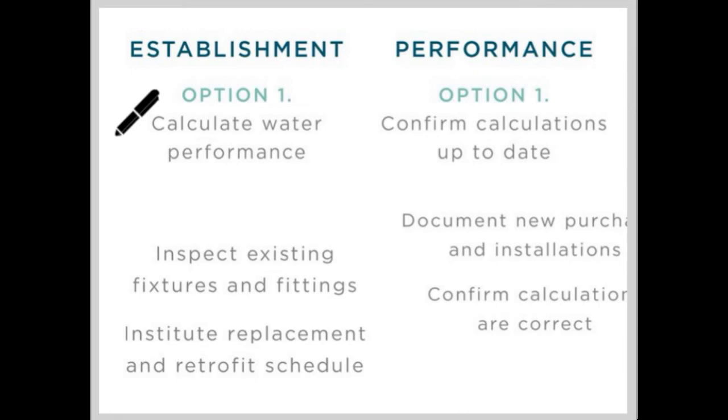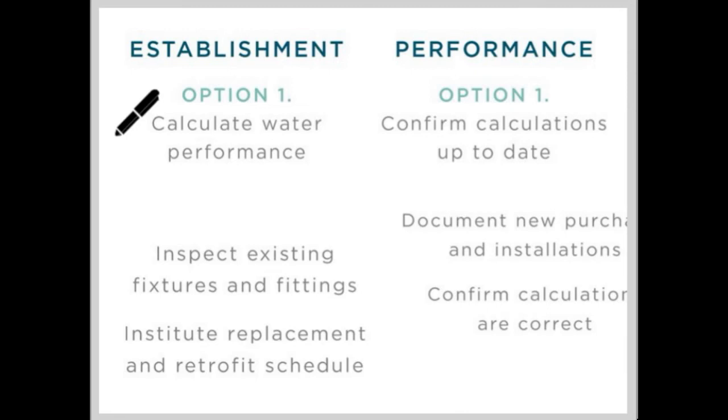The project then has to implement a fixture and fitting replacement and retrofit policy specifying that all newly installed toilets, urinals, lavatory faucets, and shower heads that are eligible for labeling be WaterSense labeled, or a local equivalent for projects outside the United States. Now to meet the performance component of the prereq.